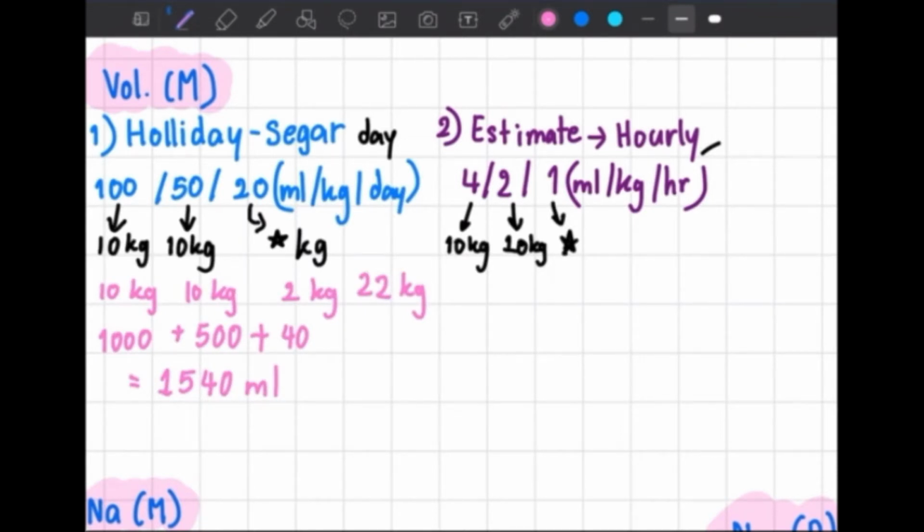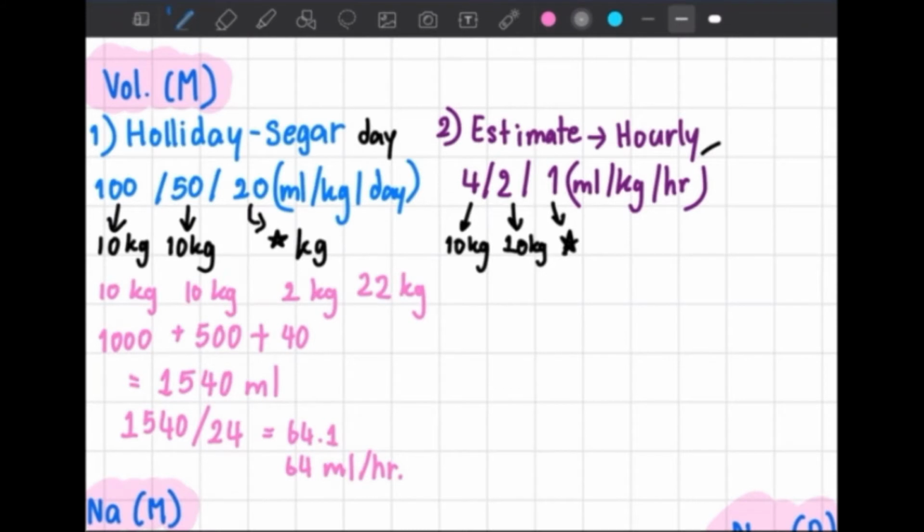Now, if I want to find the hourly rate of how much I have to give this person, I'm going to take the total and divide it by 24, because in one day we have 24 hours. The amount that I would get is 64.1, so let's just round it to 64 mLs per hour. And I totally did not use a calculator for that. Teehee.